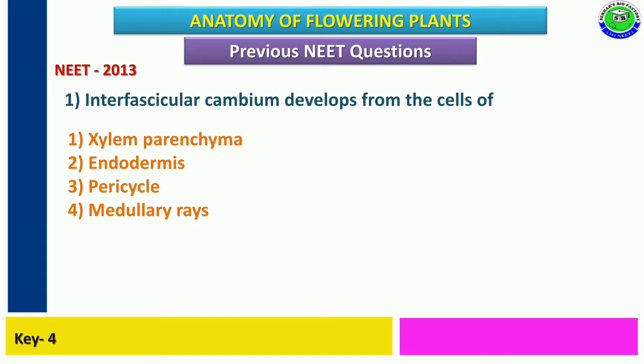During secondary growth, some of the parenchyma cells of medullary rays can form interfascicular cambium. Both inter and intrafascicular cambium are fused to form a continuous cambium ring useful for secondary growth.